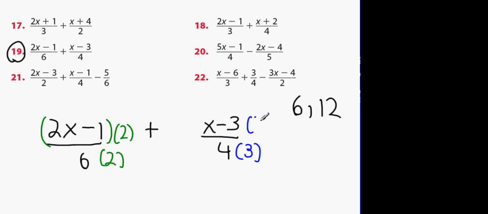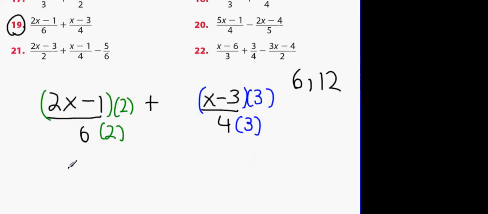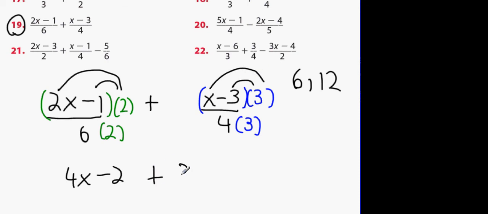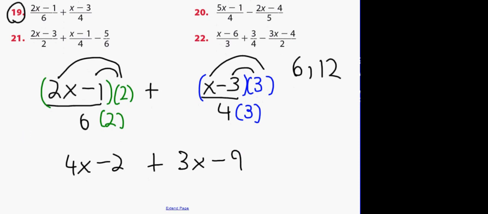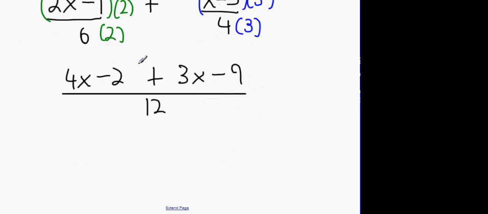So what we're going to get here is this. We're going to get 4x minus 2. Do you understand? 2x by 2 minus 1 by 2. Multiply these and we get 3x minus 9. What fraction are they both over? They're both over the number 12. Put 12 on the bottom. Now, 4x plus 3x. 7x. Is that right, Oscar? 7x. Minus 2 minus 9? Minus 11. All over 12. Are you happy enough with those ones?